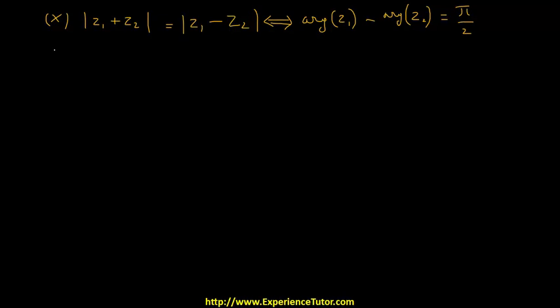Property number 11. Modulus of (z1 plus z2) square is equal to modulus of z1 square plus modulus of z2 square, which denotes that z1 upon z2 is purely imaginary.